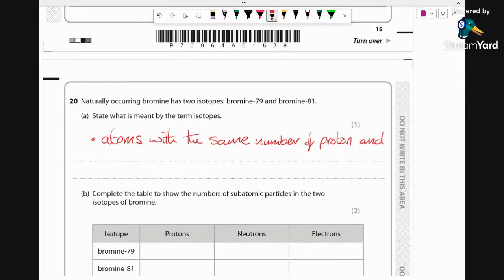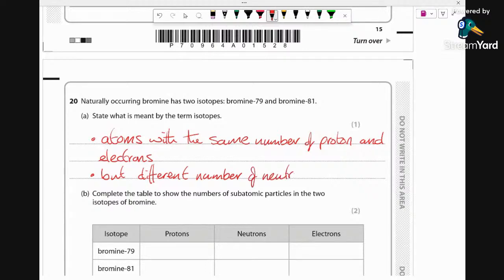Now, I know in the mark scheme it'll probably say ignore the electrons. I just like to do it. Yeah, same number of protons and electrons, but a different, notice I go into a different bullet point, by the way, but a different number of neutrons. Now, I'm just making you aware, different number of neutrons.